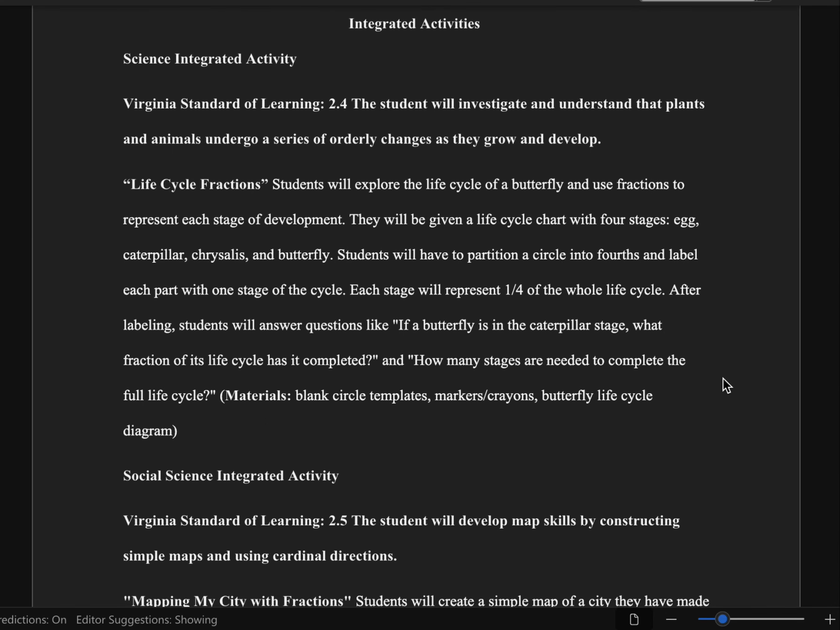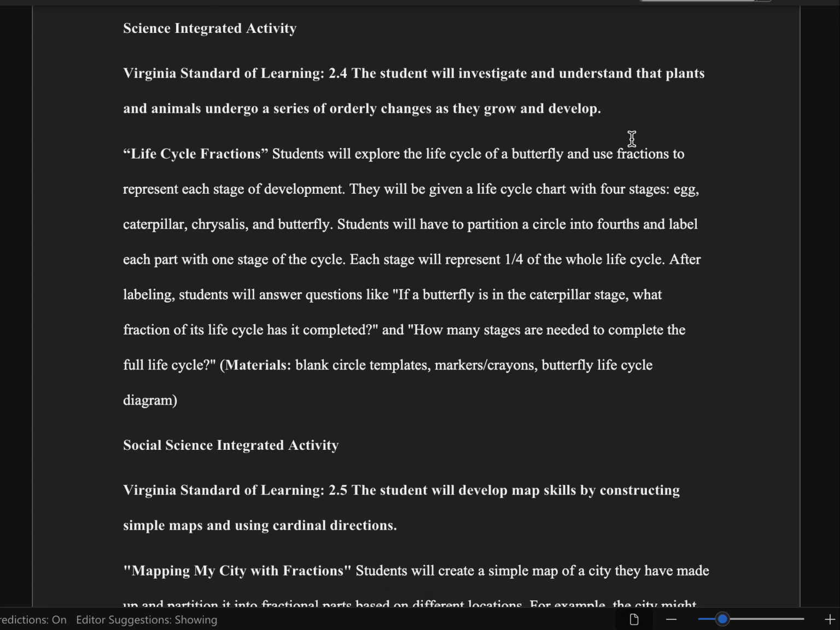For the integrated activities, for the science one, we chose to do a life science standard, or a life cycle standard, and basically the students will make a fraction-based model for the life cycle. So like for a butterfly, they'll separate it into fourths. They'll have to label each fraction part of it and be able to answer questions like, if a butterfly's in the caterpillar stage, what fraction of the life cycle is it in?